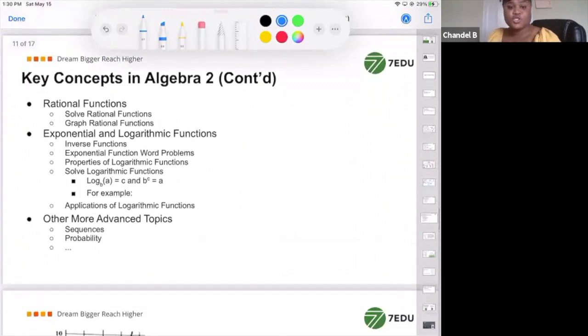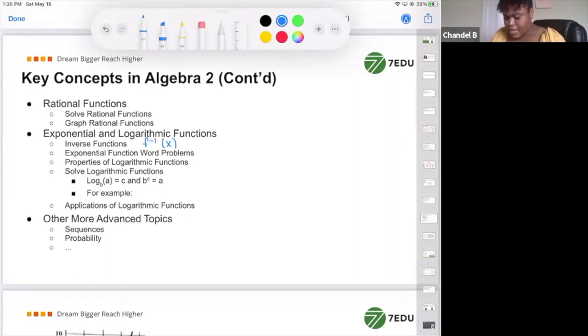Then you'll talk about rational functions, how to solve and graph them, exponential and log functions, which would be, for example, if you've seen something that looks like e to the x or log of x before, that's something you'll be introduced to. So exponential function word problems, inverse functions, if you've ever seen that little -1, that means inverse. Properties of log functions, and solving logarithmic functions.